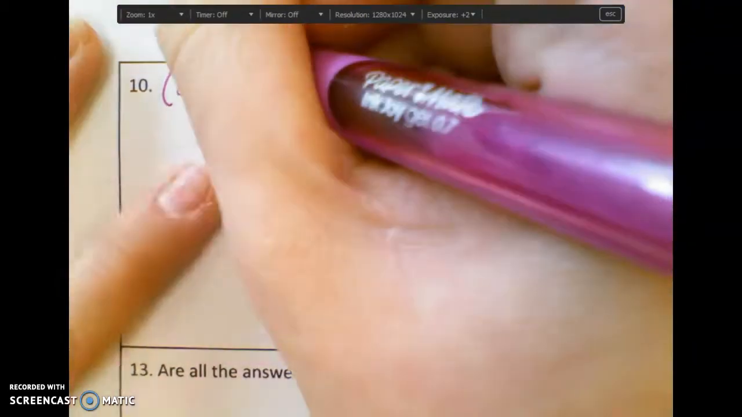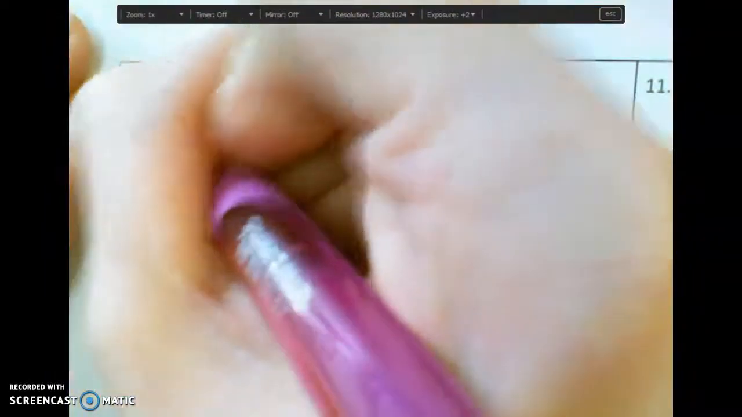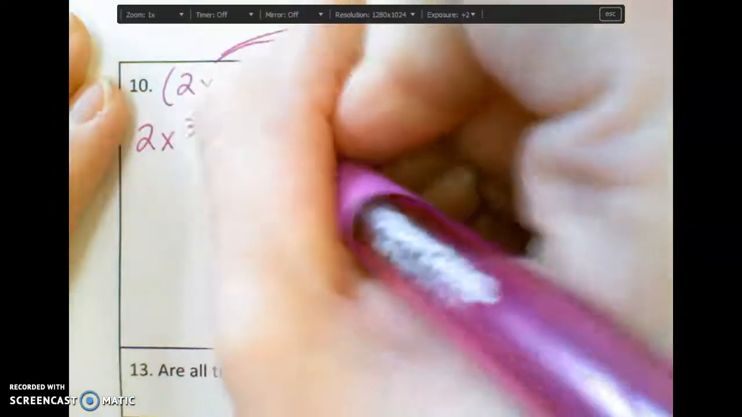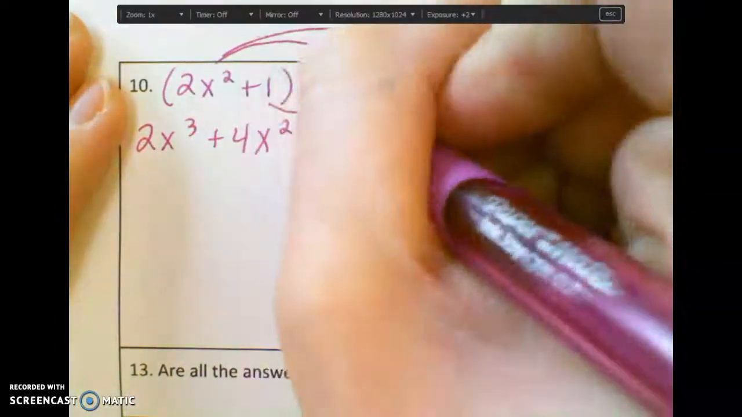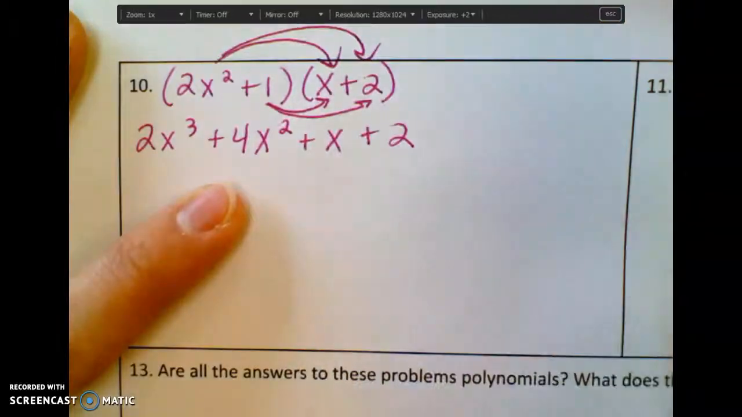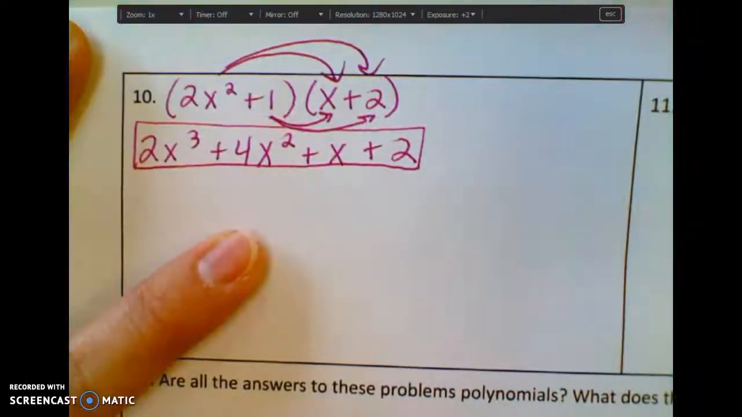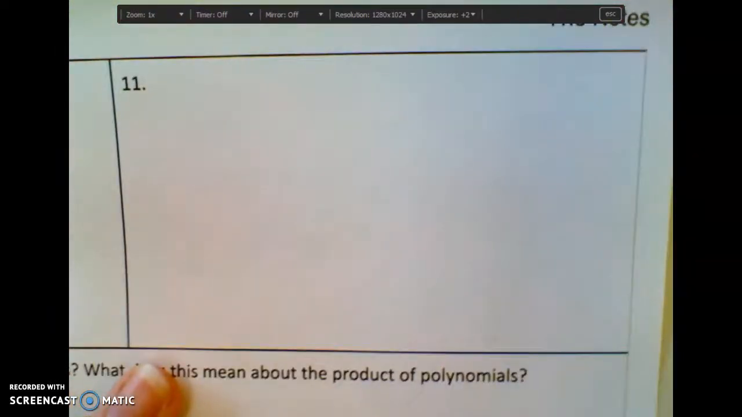All right, let's check it. We're going to distribute the 2x squared to everything, so that gives me 2x cubed plus 4x squared. We'll distribute the 1 to everything, so that gives me x plus 2. And there are actually no like terms here, so we're finished. All we had to do was distribute. Now I want you to do number 11.